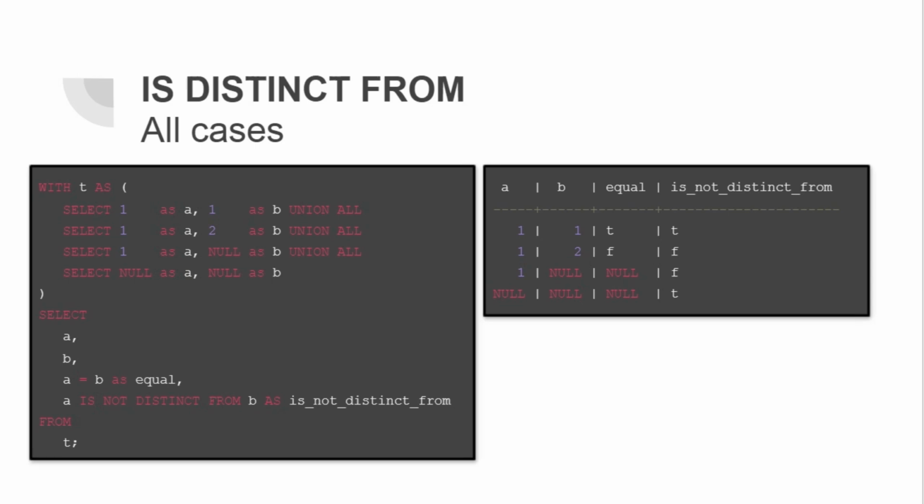So 1 equals 1, true, and is not distinct from, true. 1 equals 2 is false, and is not distinct from is the same. But once we get null in there, it gets complicated. So 1 equals null equals null. You need to use is not distinct from if you want to get the expected result. Same goes for two null values, okay? So when you are working with columns that are nullable, can be null, you need to be aware of this, and you need to make sure that you use the correct comparison operator.